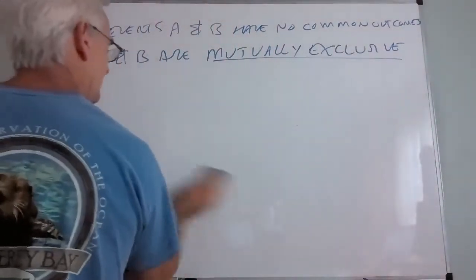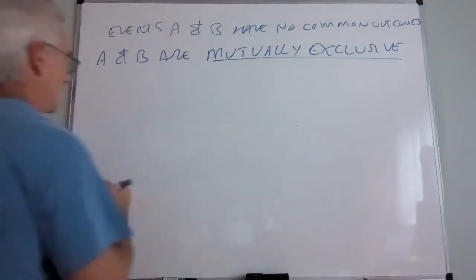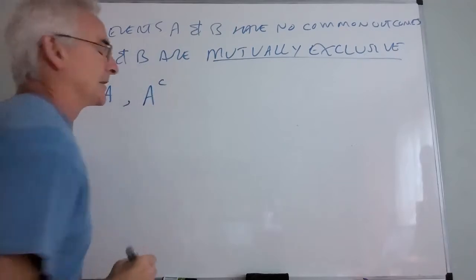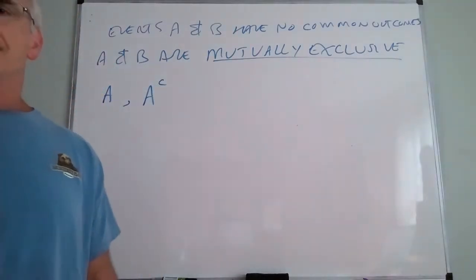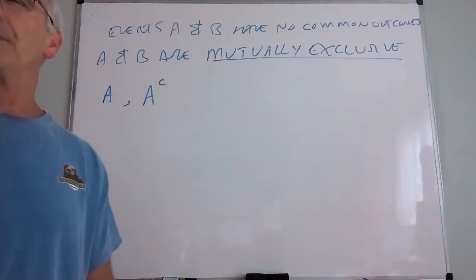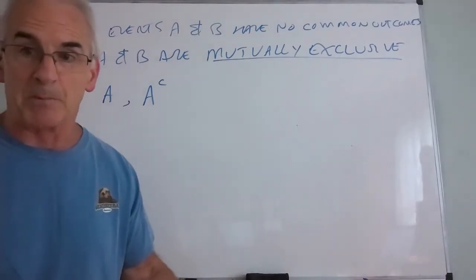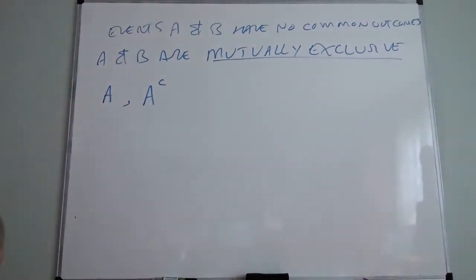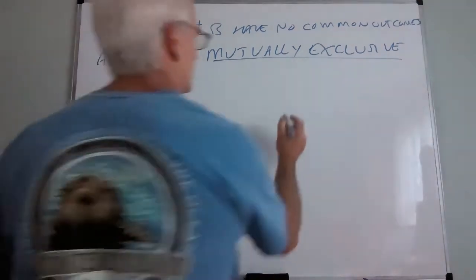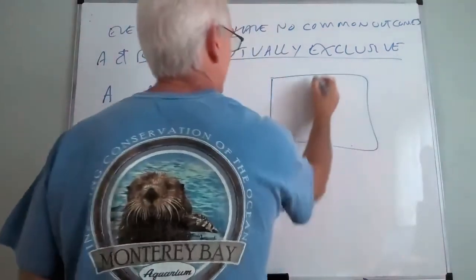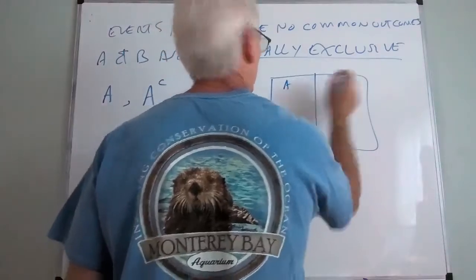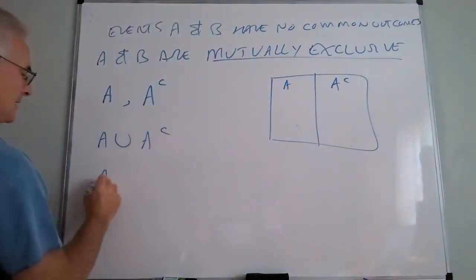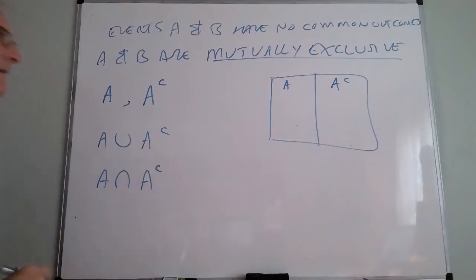Whether I'm talking about sets or I'm talking about events, in this case, we'll talk about events. So I have the event A and I have the event A complement. By the way, some textbooks use an A bar, some use a squiggle. I'll just use the C. A and A complement. So if I have event A, I have event A complement. What do I know about A union A complement? What do I know about A intersect A complement?